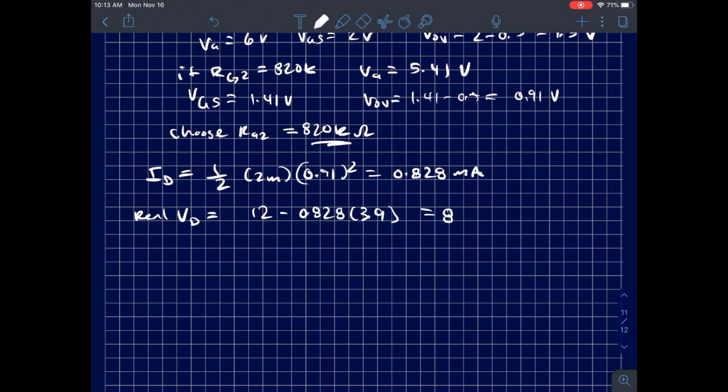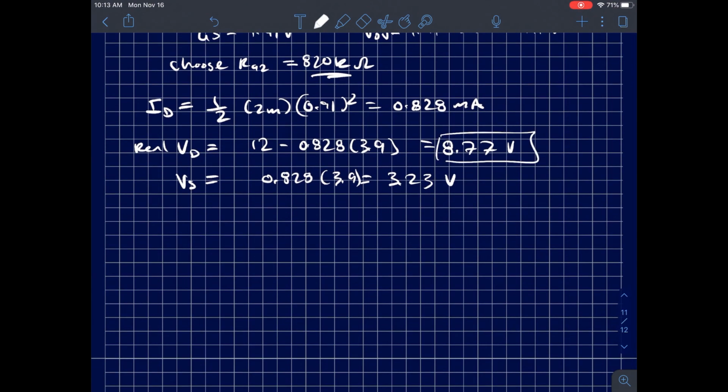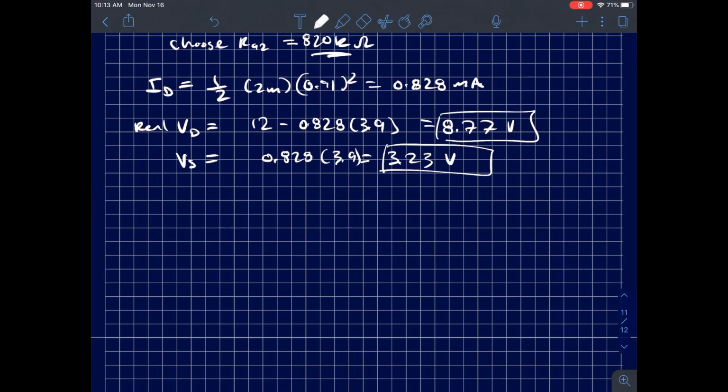So the real value of VD is going to be 12 minus 0.828 times 3.9. That's 8.77 volts. And the real VS is 0.828 times 3.9. That's equal to 3.23 volts. So I can see how this has changed what the original design looks like.